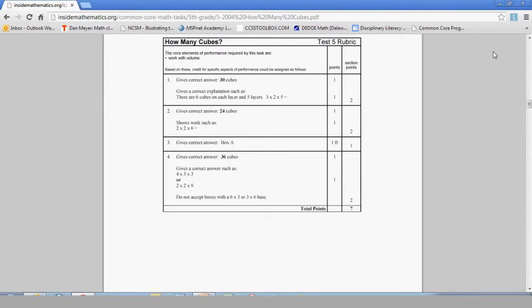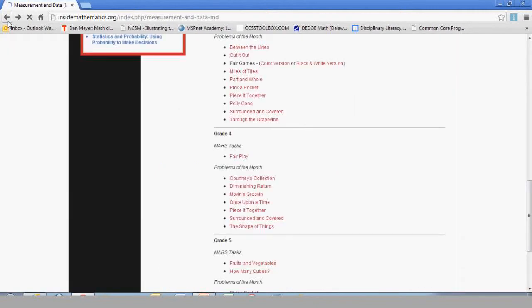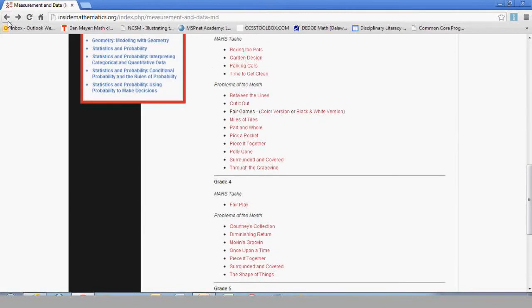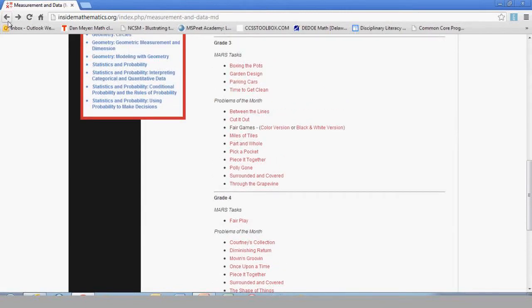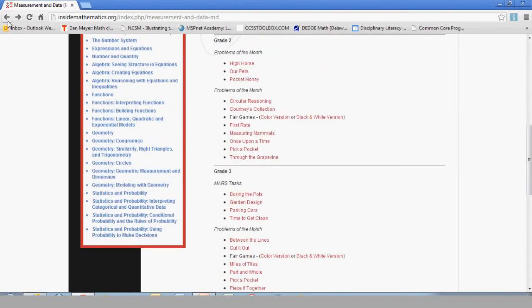So the point being here is that this is a resource inside mathematics that can help you find some sample tasks that might help you figure out if students are understanding what's going on with the measurement and data in this domain. So again, this is not going to be a comprehensive kind of assessment tool, but it'll definitely give you some tasks that can help you make some judgment as far as where students are coming to you from.